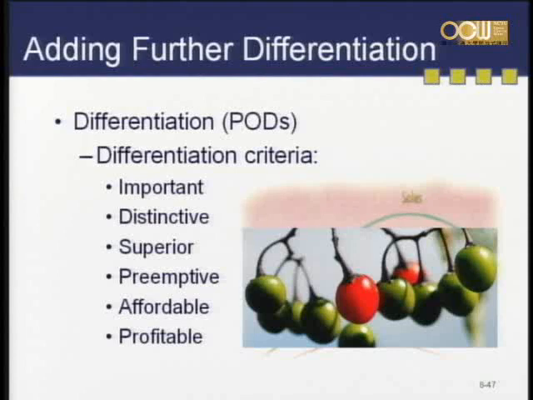Adding further differentiation, okay? And then a lot of criteria. This is important here. Now, how do I differentiate? It's not like I want to differentiate, so I can move everything there. The question is, how can I do that? So the criteria are that it should be important, distinctive, superior, preemptive, affordable, and profitable. So it's not just that I want to differentiate anything. No, it's not. These are the criteria to be successful for that.